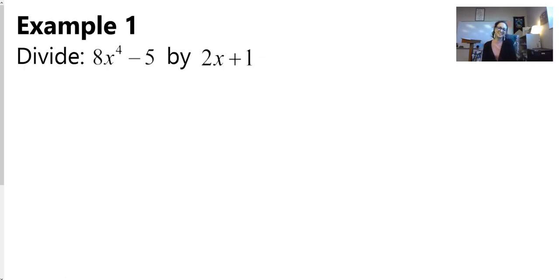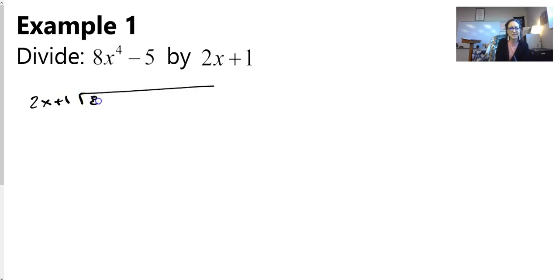All right, so this first example, we want to divide 8x to the fourth minus 5 by 2x plus 1. So here's how we're going to write it. Hopefully you recall this from Algebra 2, as well as the kind of analogous case of long division in elementary school, right?